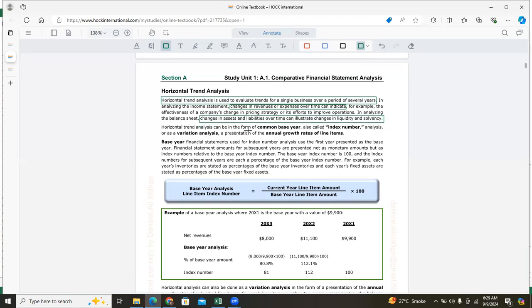Horizontal trend analysis can be in the form of a common base year, as we can make a base of 20x3, 20x2, 20x1. We can make 20x1 the base and then compare year over year. Over it, we have 20x2 as well for a yearly comparison. Base year financial statements are used for index number analysis, with the first year presented as the base year. Financial statement amounts for subsequent years are presented not as monetary amounts but as index numbers relative to it.